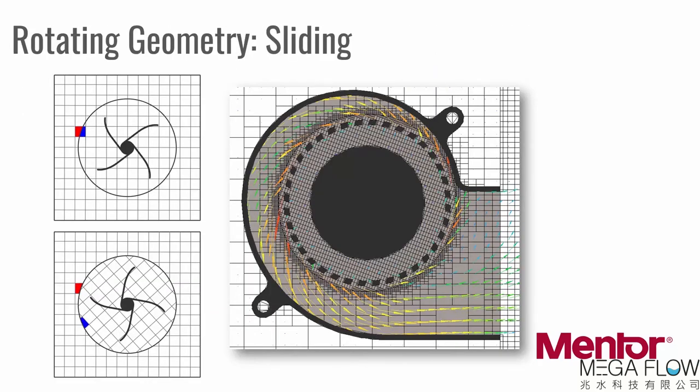The sliding approach requires less explanation in that there are fewer assumptions. The upper left image shows a cartoon of the mesh at time equals 0. The image below that shows the mesh at some later time. The image on the right shows the analysis of a blower in Flotherm XT, where you can see that the mesh in the rotating region has rotated.